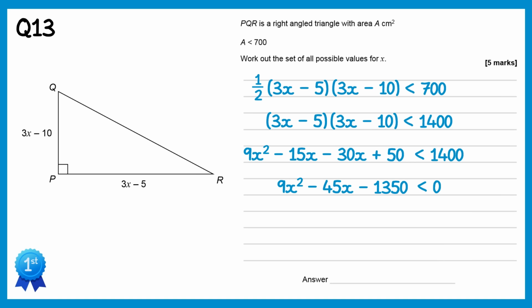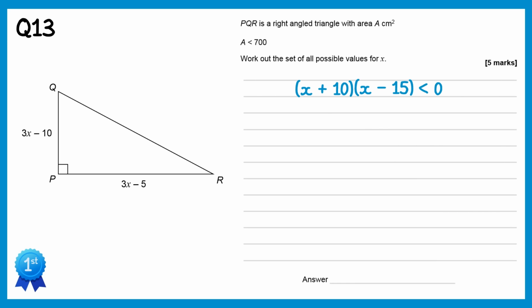Now this quadratic looks pretty scary, but you can actually divide all of the terms by 9. So if we divide by 9 on the left hand side, 9x squared divided by 9 is x squared, negative 45x divided by 9 is just negative 5x, and negative 1350 divided by 9 is negative 150. And of course 0 divided by 9 is still 0. We can now factorise this quadratic. The brackets would be x plus 10 and x minus 15.